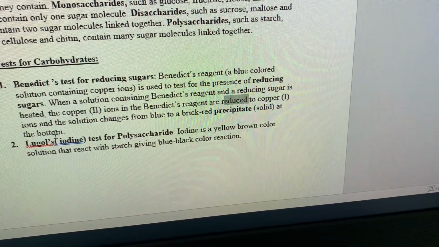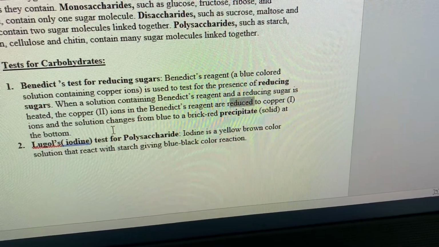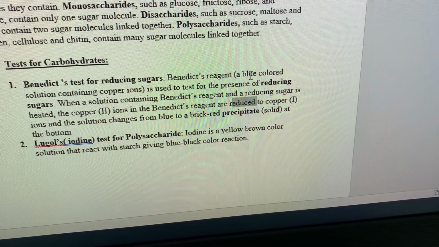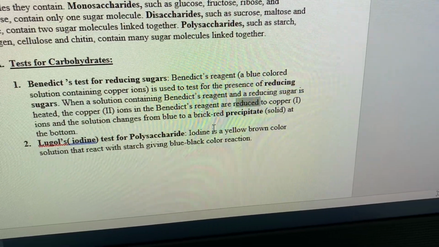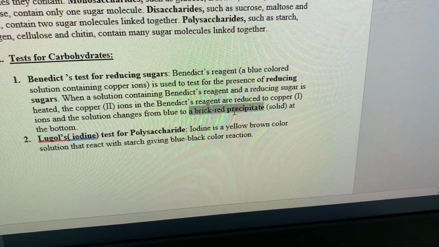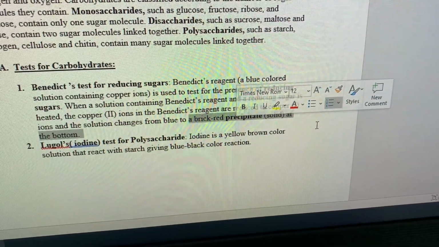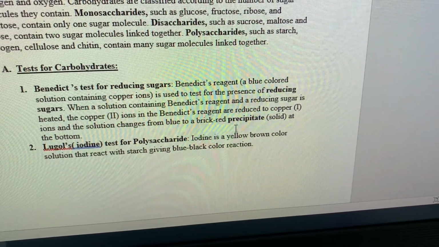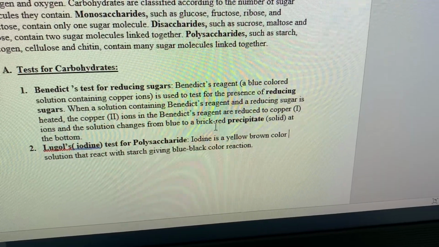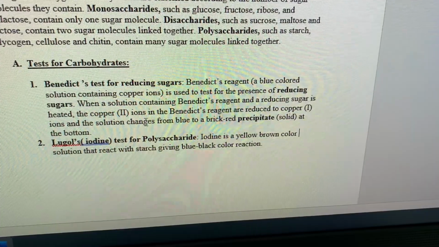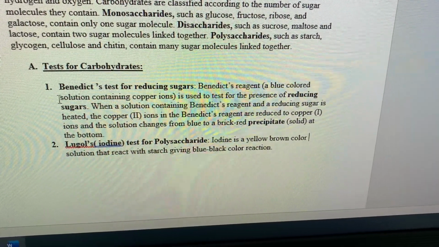If sugar is present in the solution, it will change the color from the blue coloration of the reagent into a new chemical color. It is called brick red. And if you keep it 1 hour standing, it will precipitate in the bottom of the test tube. Now, for sugar, we have Benedict.